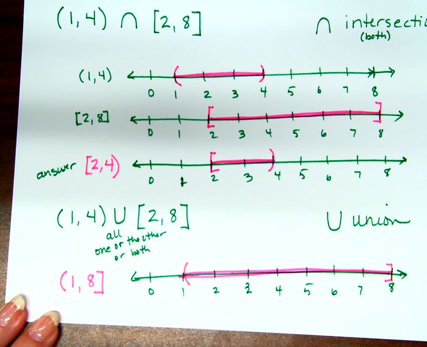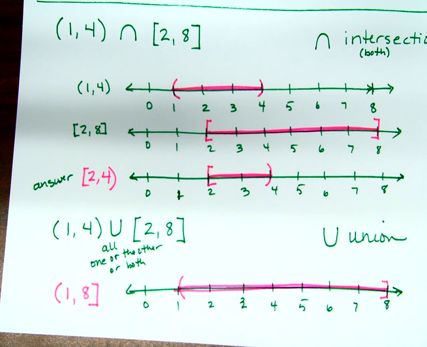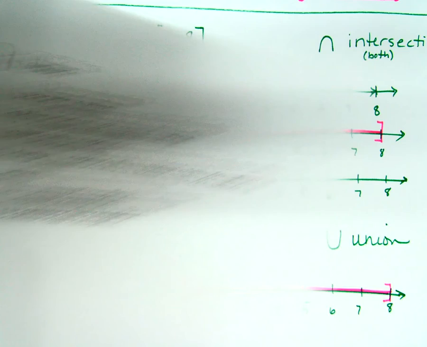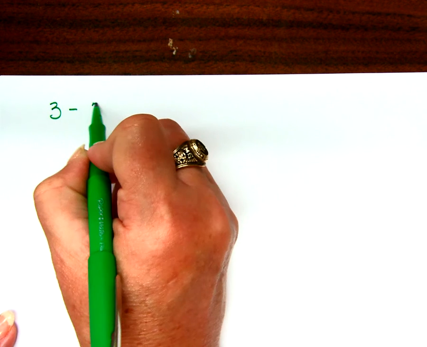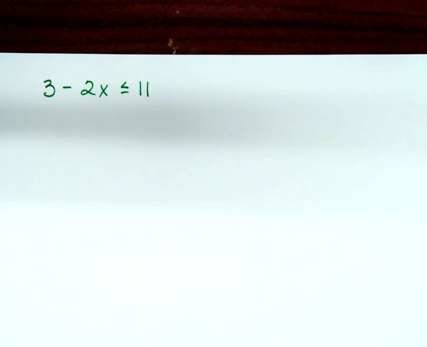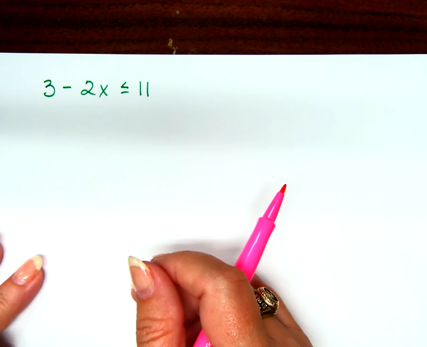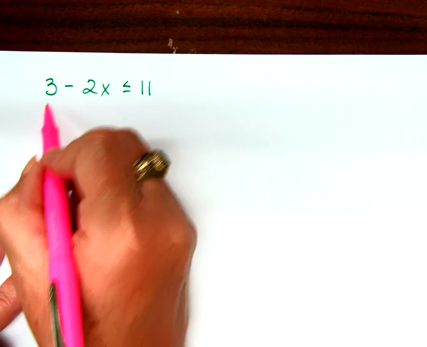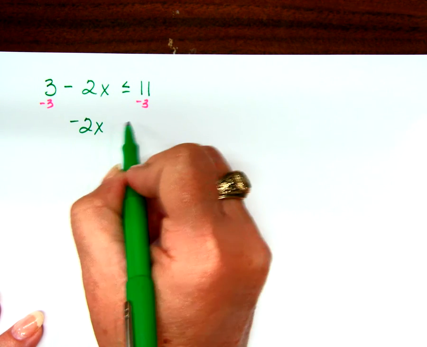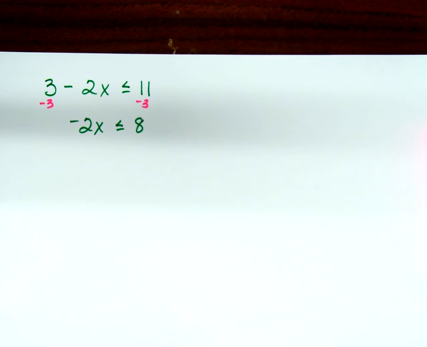Does that make sense? Any questions about unions or intersections? So next is solving linear inequalities. Okay? Solving linear inequalities. So here we go. 3 minus 2x is less than or equal to 11. So to solve this linear inequality, what do we do first? Yeah? So negative 2x is less than or equal to 8.